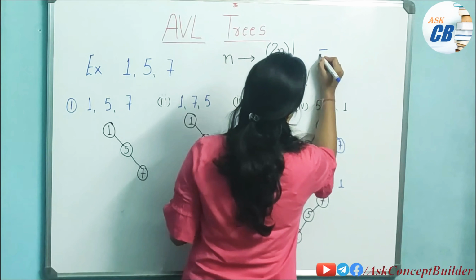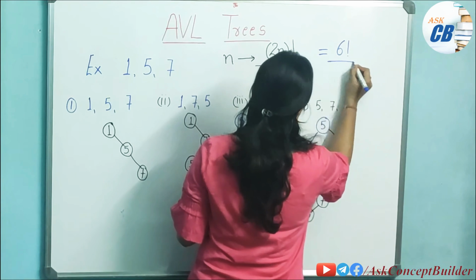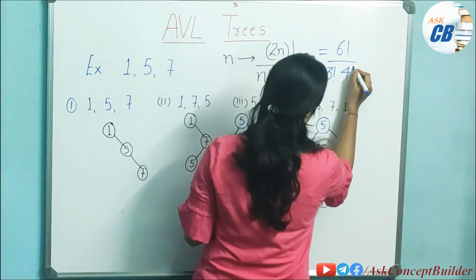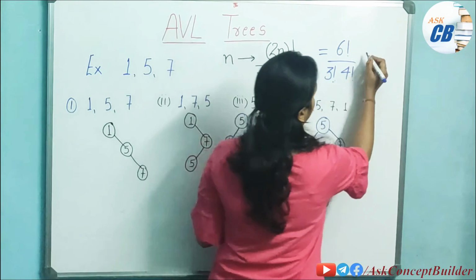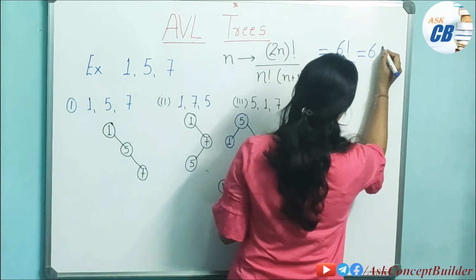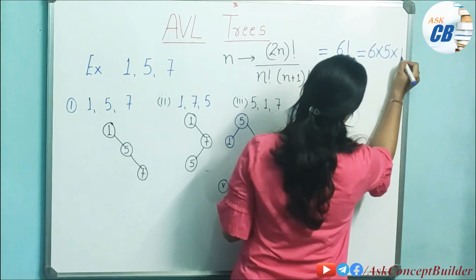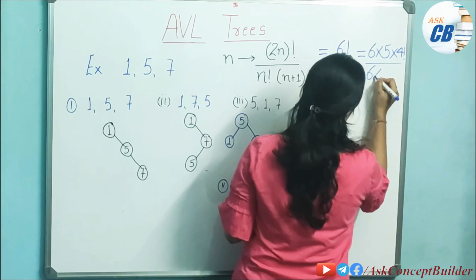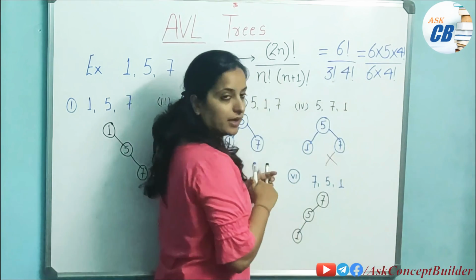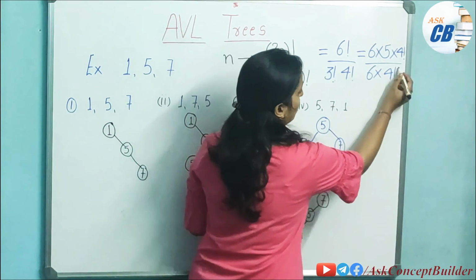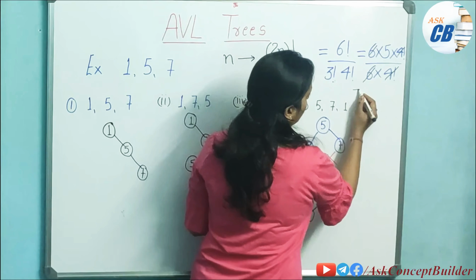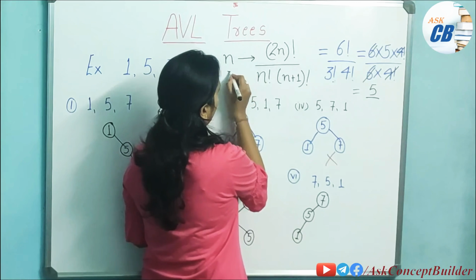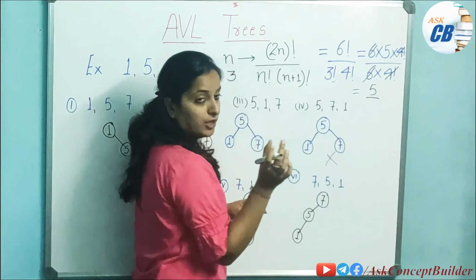If n equals to 3, then 2 into 3 is 6 factorial upon 3 factorial into 3 plus 1, 4 factorial. Okay, now if I solve this, the 6 factorial you can write as 6 into 5 into 4 factorial. Okay, and this 3 factorial is 6 into 4 factorial, I am writing as it is. Fine. Now see, this 4 factorial and this will be cut, 6 and 6. Now what is your answer? 5.